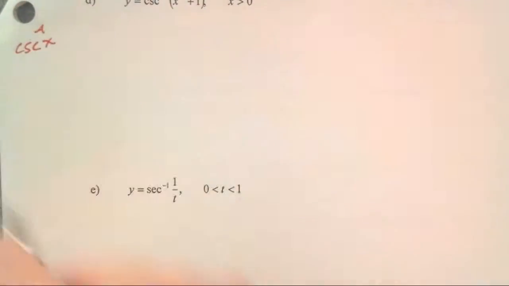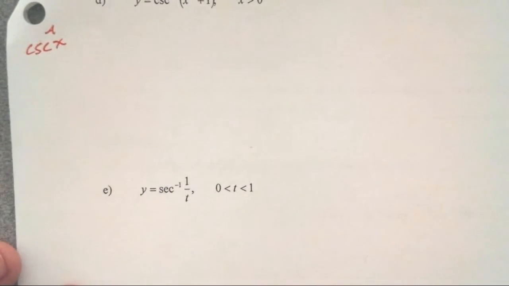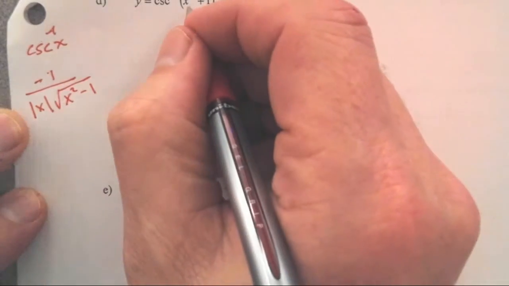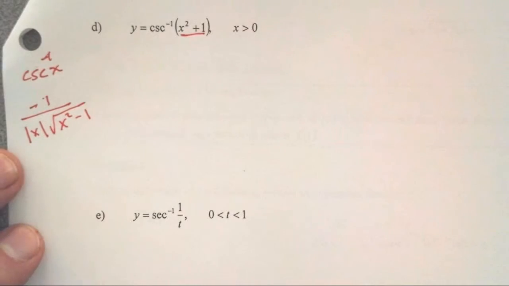Cosecant inverse's derivative, back from the front page, tells us the derivative of cosecant inverse of x would be negative 1 on absolute value of x times square root of x squared minus 1. But it's not cosecant inverse of x, it's of x squared plus 1. So we have a baby function here.